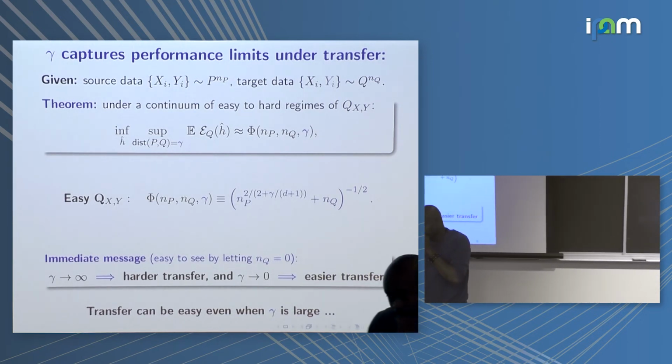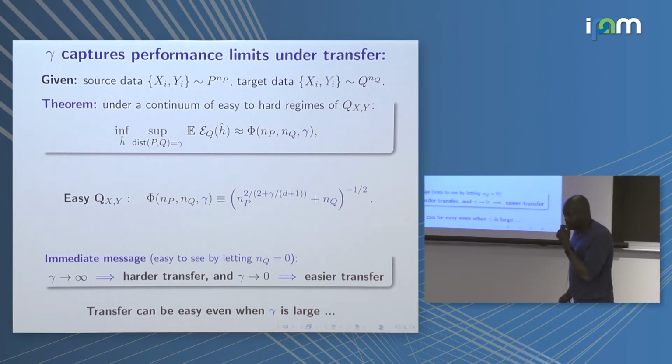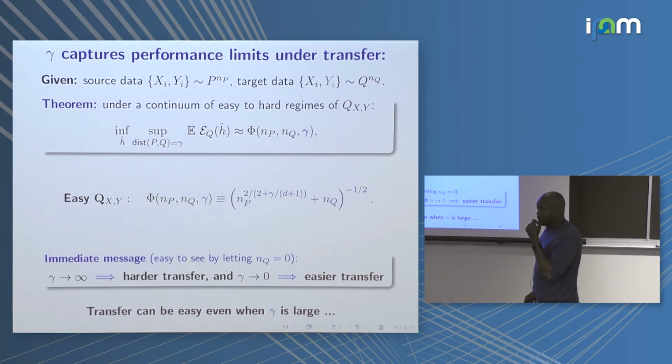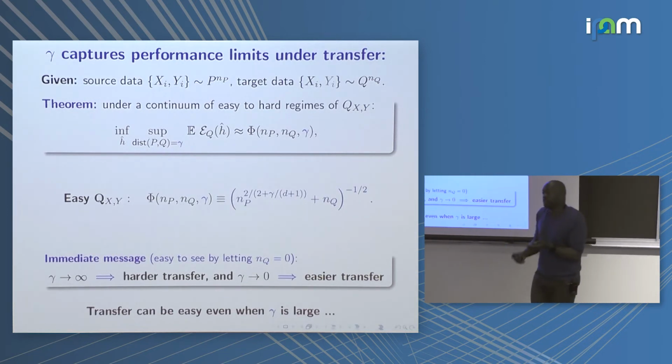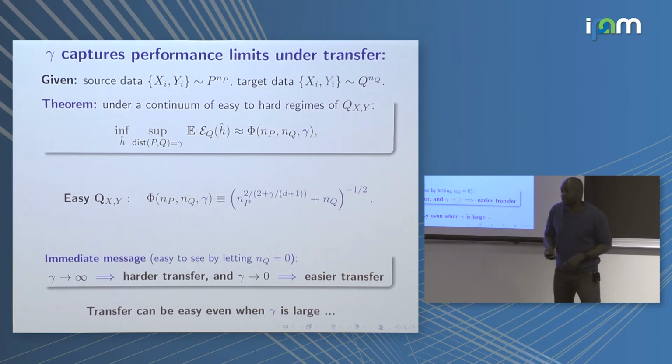Small question. Could the gamma be 0 when P is not equal to Q? Yeah, because they just have constant. Yeah, exactly. Okay.